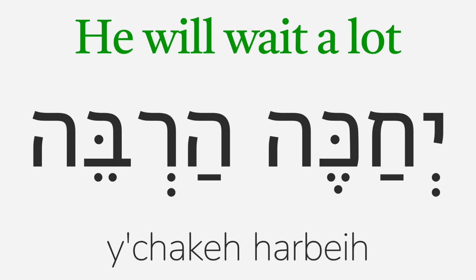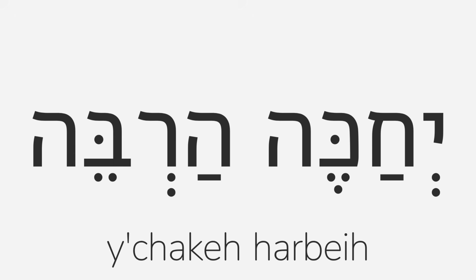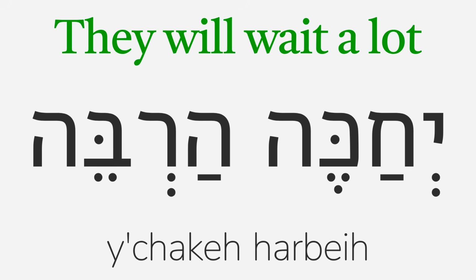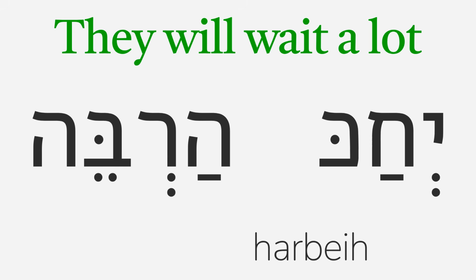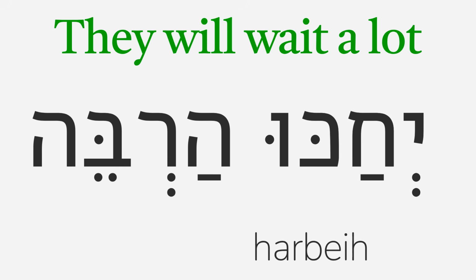Yachakeh harbe. To make the subject of the verb they instead of he, we take this he form, and if the root ends with he, we take off its he ending before adding the ending u. Yachaku, they will wait. Yachaku harbe, they will wait a lot.